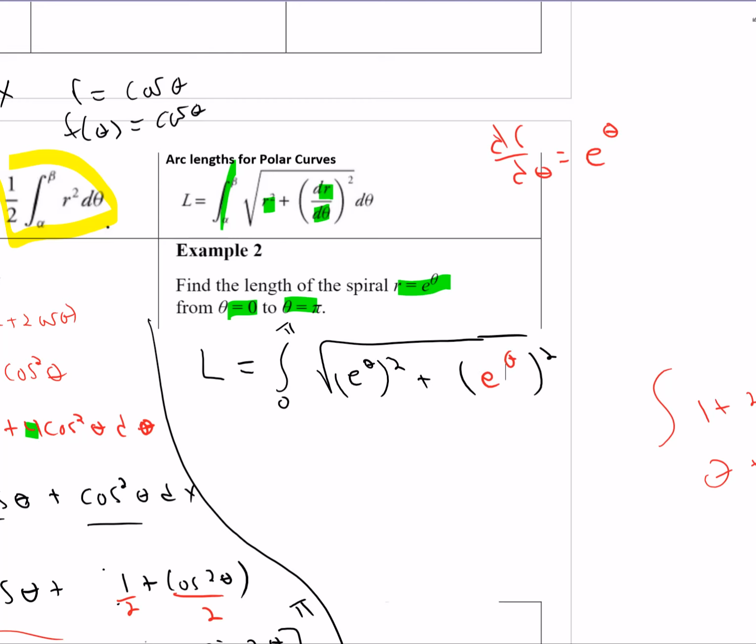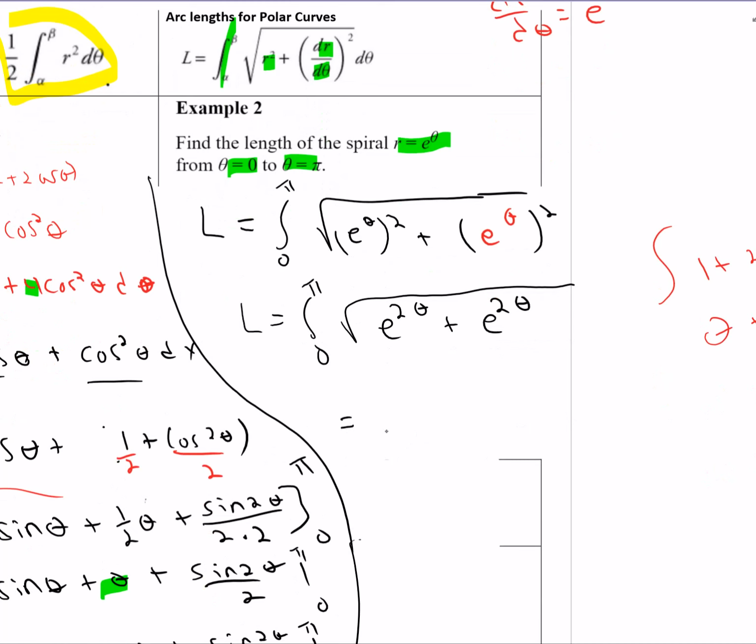And now again, the trick becomes like, if we had to do this by hand, how would we do this? So let's use some properties of exponents. This is going to become e to the 2 theta, right? A power to a power, you multiply the powers. Plus, this is also e to the 2 theta. So this is going to equal, I have the same thing added to itself. So that's e to the 2 theta plus e to the 2 theta. There are 2 e to the 2 thetas there.